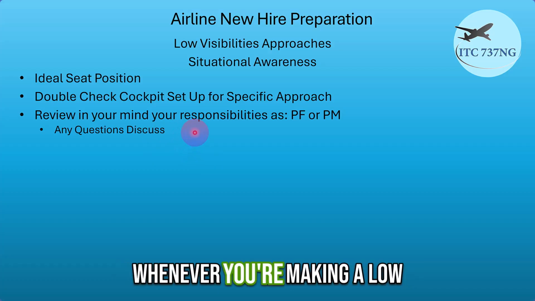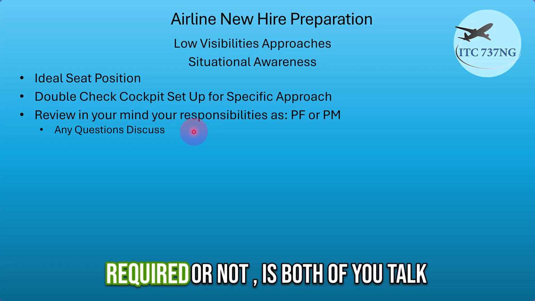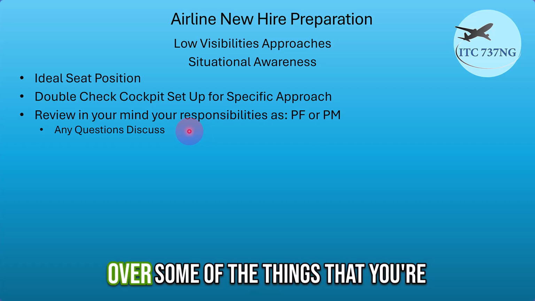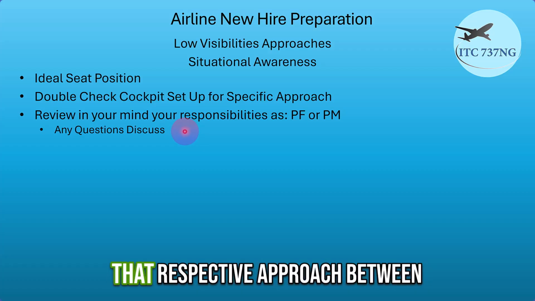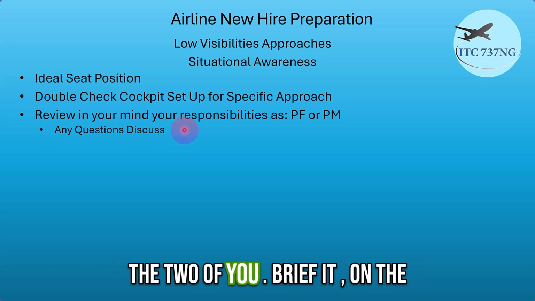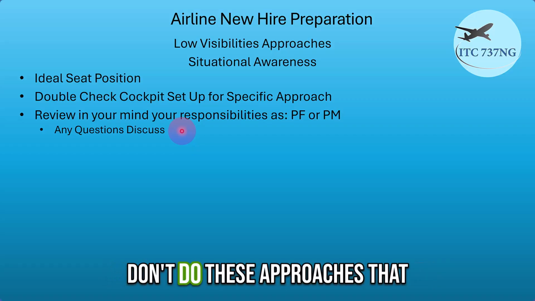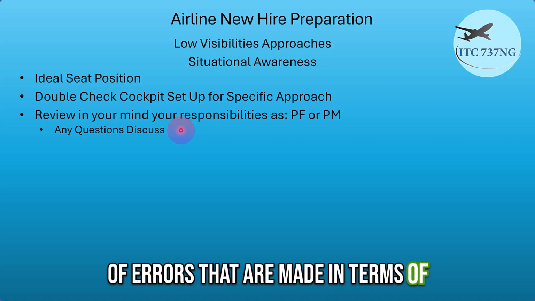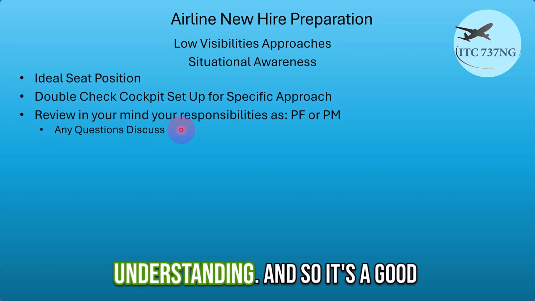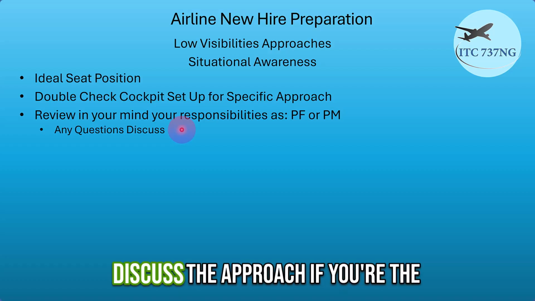Personally, I think whenever you're making a low visibility approach, it's a good idea as part of a briefing, whether it's required or not, that both of you talk over some of the things that you're going to be involved in doing during that respective approach. Brief it on the arrival or prior to the arrival, but specifically for the approach. You don't do these approaches that often. And there's a lot of errors that are made in terms of call-outs, in terms of understanding. So it's a good idea to always review everything between the two of you as you discuss the approach.